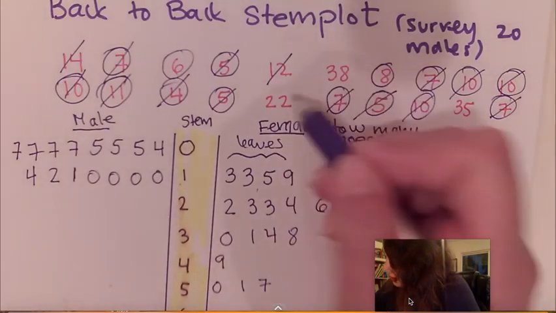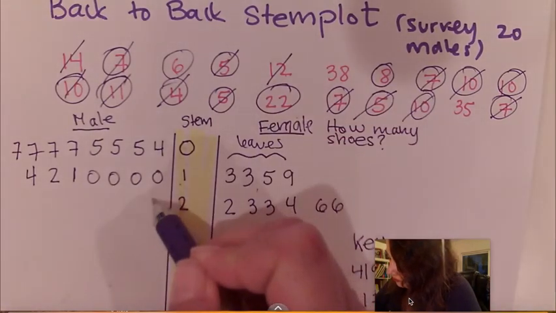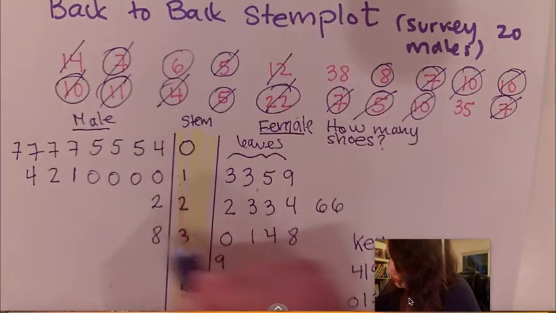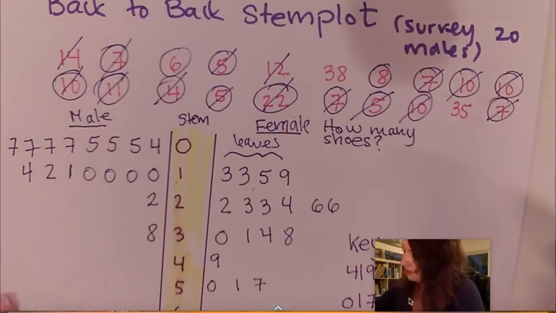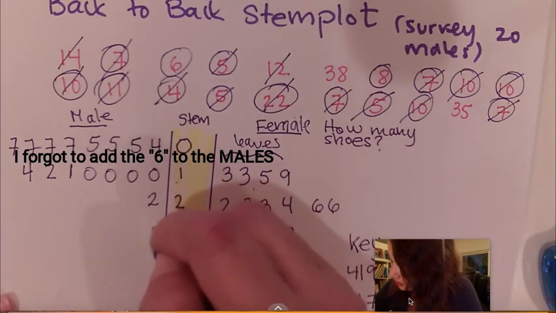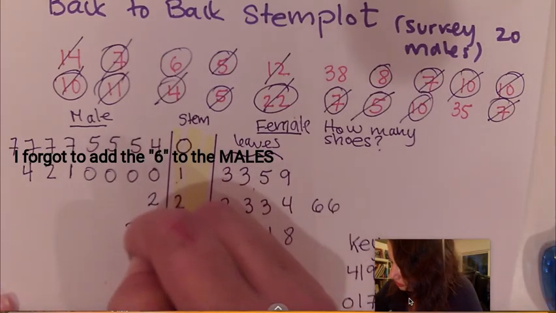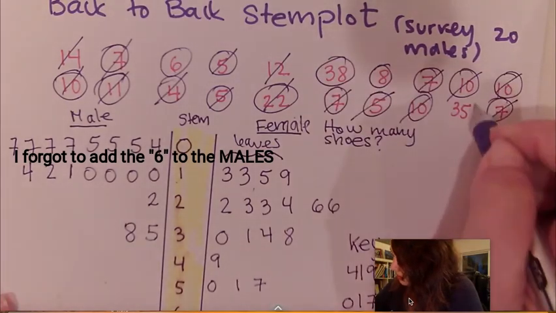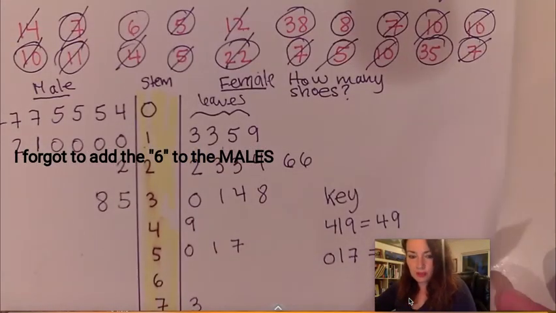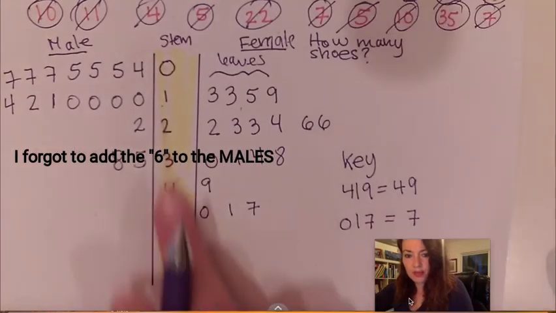Okay, then we have a 22. So that will be right here. A 38. Oops, I skipped a 5. So first I'll put the 5. You always want to put least to greatest. So 35 and then 38. And I think we have covered everything here. Yes. All right, so now that it's back to back, we can compare the data.